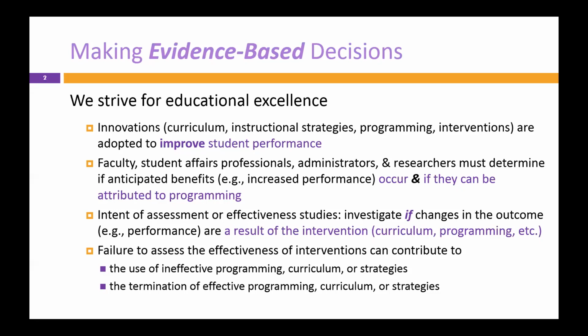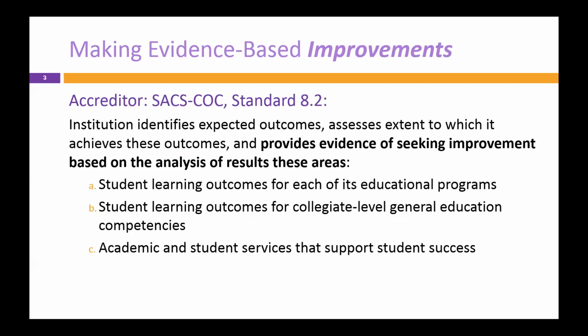So I'm in the southern area, in Virginia, in the Shenandoah Valley in Harrisonburg, Virginia, and SACSCOC is our accreditor. If we look at what SACSCOC has stated, they want institutions to identify expected outcomes, assess the extent to which the university achieves those outcomes, and provide evidence of seeking improvement based on the analysis of that outcomes data. And they want this done for all the degree programs, for the general education areas, and for the academic and student affairs support programs. So that's a lot.